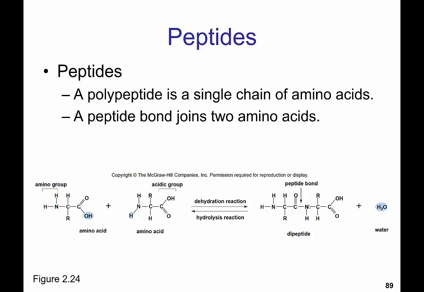And a polypeptide, so poly meaning many, a polypeptide is a single chain of amino acids. So it's going to be several amino acids that are joined together by these peptide bonds between carbon and nitrogen. And similar to what we've seen too, in order to break that peptide bond, we can add the components of water in a hydrolysis reaction.